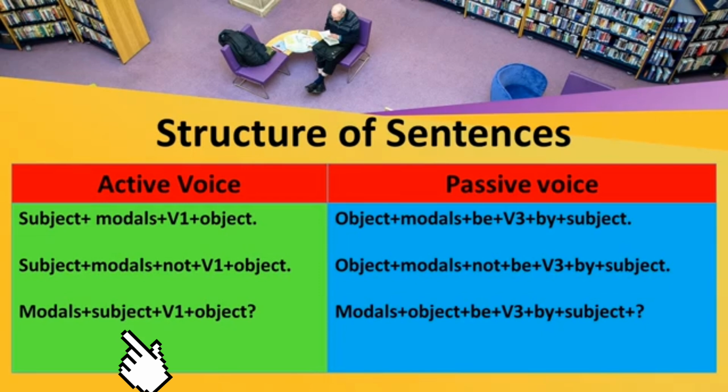Then comes the interrogative sentences. Active voice structure is modals like can and could, may and might, etc. comes in front of the sentence. Then subject, first form of verb and object and then question mark at the end. And the passive voice structure is modals, object, then be, third form of verb, preposition by, subject and question mark at the end.